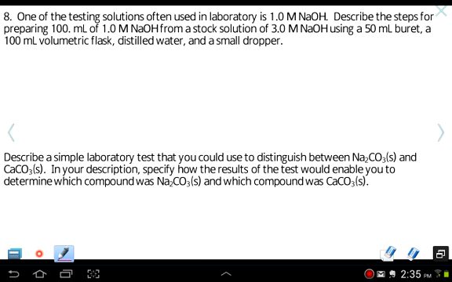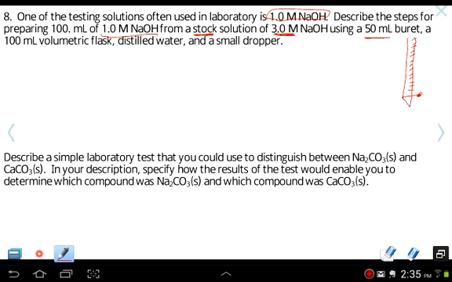One of the testing solutions often used in laboratory is sodium hydroxide. You've actually used sodium hydroxide quite a few times. Describe the steps for preparing 100 milliliters of a 1.0 molar sodium hydroxide solution from a stock solution. A stock solution is one that was prepared and the one that we know the molarity of, using a 50 milliliter burette. Remember, a burette is what we used for titrations. It can dispense precise amounts of volume, precise amounts of solution.